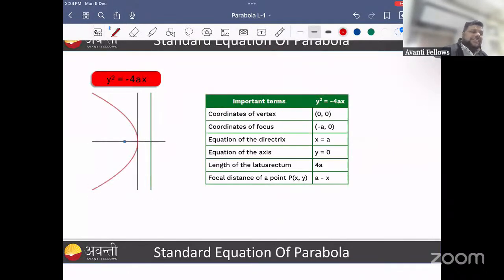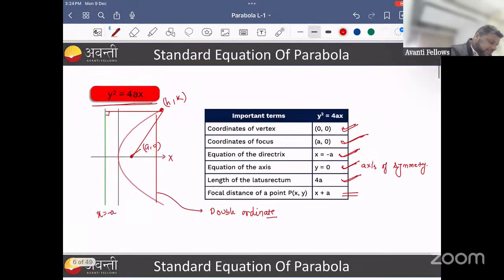Now, along with this, we have the same parabola, but now left opening. This is what we call y square equals to minus 4ax. Now, what is happening here? Like it is y square equals to minus of 16x. So this parabola is left opening. Got it? So vertex is what? 0, 0. Focus is minus a comma 0. Directrix is x equals to a. Axis is again y equals to 0. Length of latus rectum is 4a.